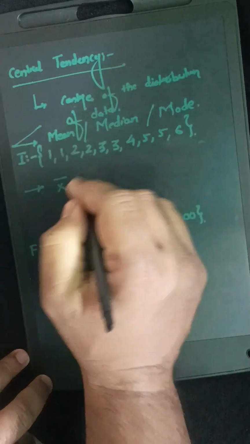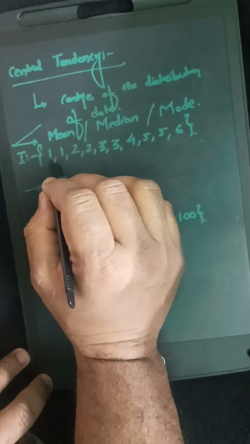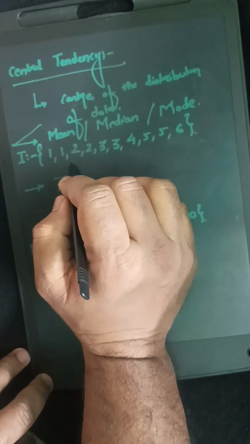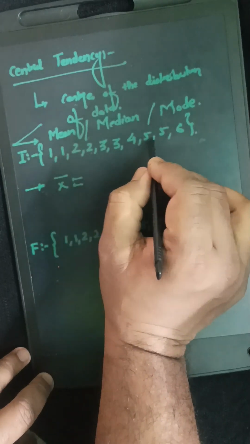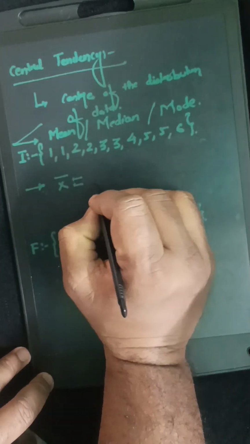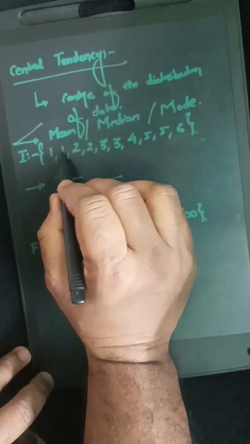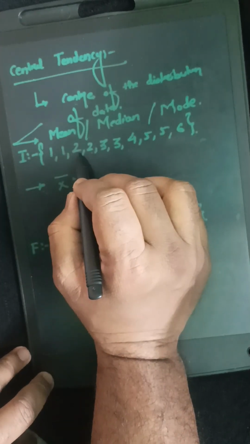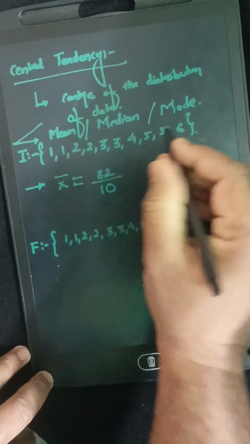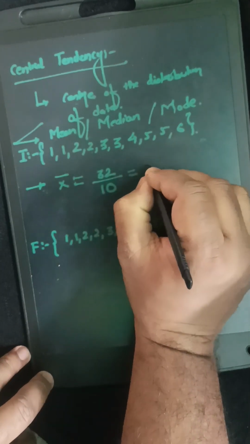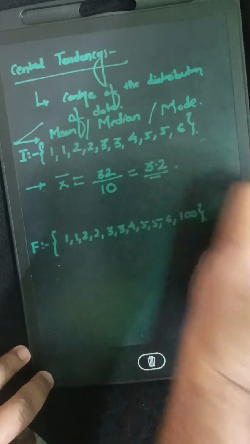So let's see, if we find the mean for the first set, what will come out to be x bar. Here we sum up the data and divide by the number of samples we have: 1 2 3 4 5 6 7 8 9 10. So this would be 10, and the sum is 32. So we are getting 3.2 as the mean.